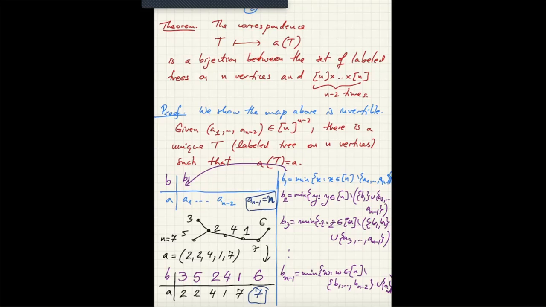So now, because this correspondence is bijective, this theorem implies that the number of labeled trees on n vertices is the same as the number of Prüfer codes, and the number of Prüfer codes is clearly n to the power n minus 2, and so that proves the theorem. In the notes on the Google Drive, I give another proof of this result using inclusion exclusion, and I invite you to read it. It's a very nice proof.